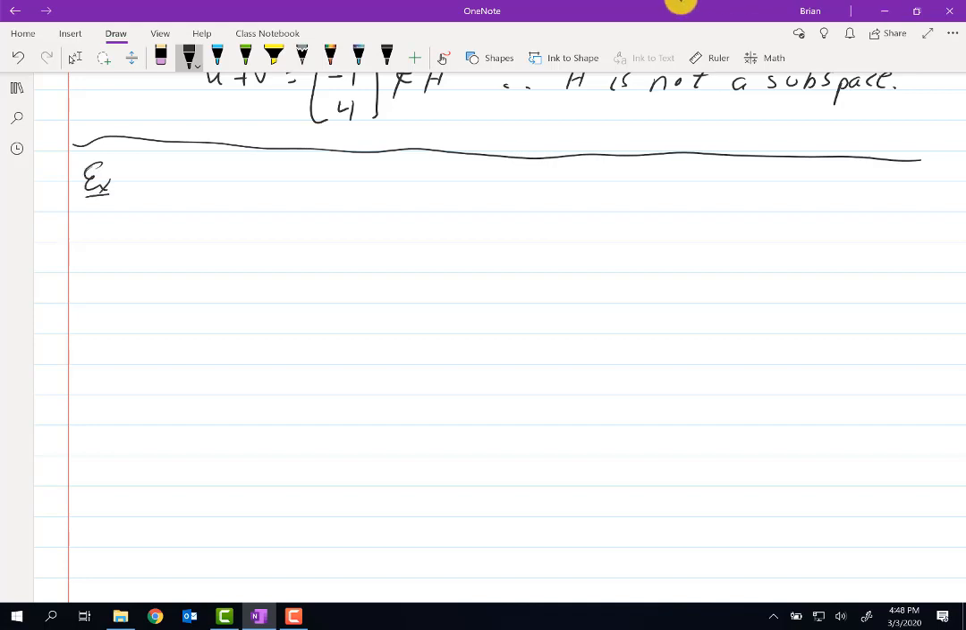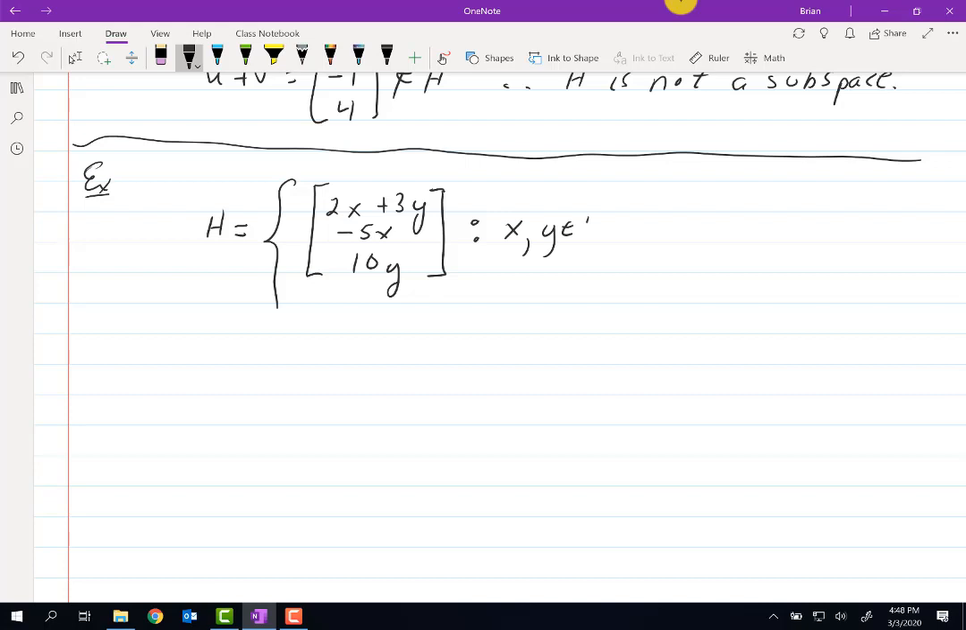Let's see, try this one here. H equals, I'm going to take a subset of R3, I think. So what I have is (2x + 3y, -5x, 10y), such that H is generated by these things. X and Y are in R. So you can see H is a subset of R3.